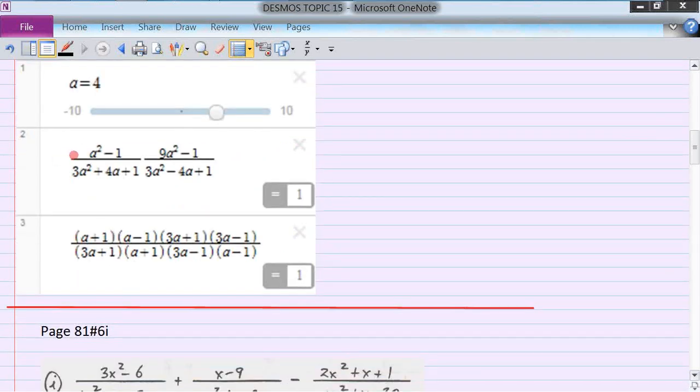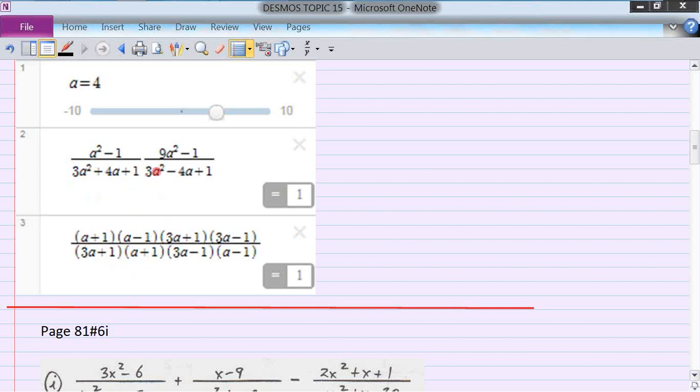Now what we do is we factor the a squared minus 1, which is a difference of squares, which is a plus 1 times a minus 1. This is also a difference of squares, so it's 3a plus 1 and 3a minus 1. And then we factor this term, and we get 3a plus 1 and a plus 1. Notice the inner and outer, a plus 3a gives me the middle term, the 4a. The 3a times the a gives me the 3a squared, and the 1 times the 1 gives me the plus 1 here.